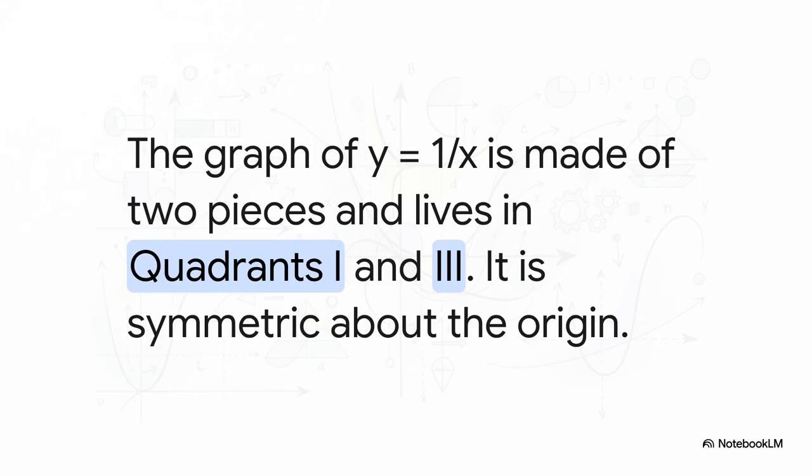Now, take a look at the shape itself. It's called a hyperbola, and you'll notice it's always in two separate symmetrical pieces. For the parent function, they live over here in the first and third quadrants. This whole two-part thing is the key to understanding everything else.